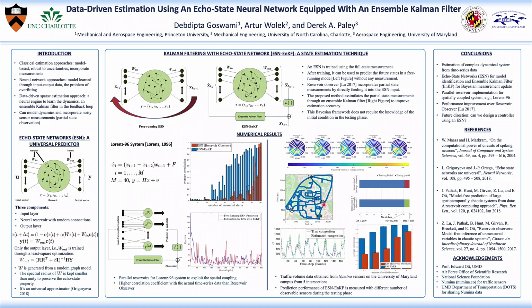The training data is supplied from the Numina sensors installed at 5 different intersections on the campus for 2 months. The method is then tested on 1 week of data with a different number of sensors visible. It does a good job in predicting the daily variation of the traffic and outperforms the reservoir observer in terms of correlation coefficient. In summary, we have developed a data-driven sparse estimation technique for dynamical systems that outperforms the reservoir observer. In future, we would like to explore controller design using the echo state network.